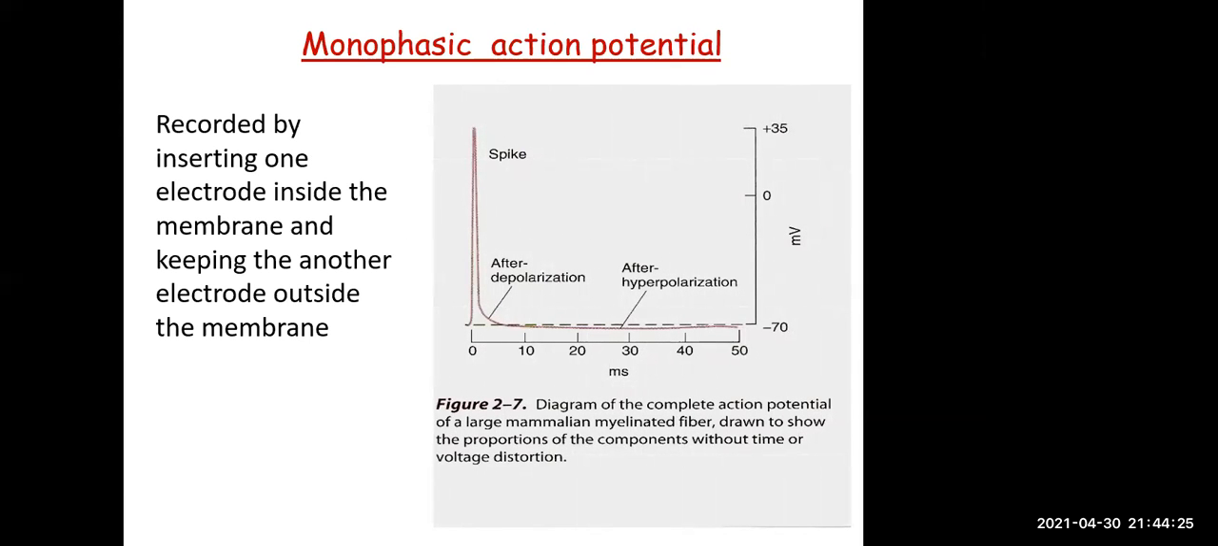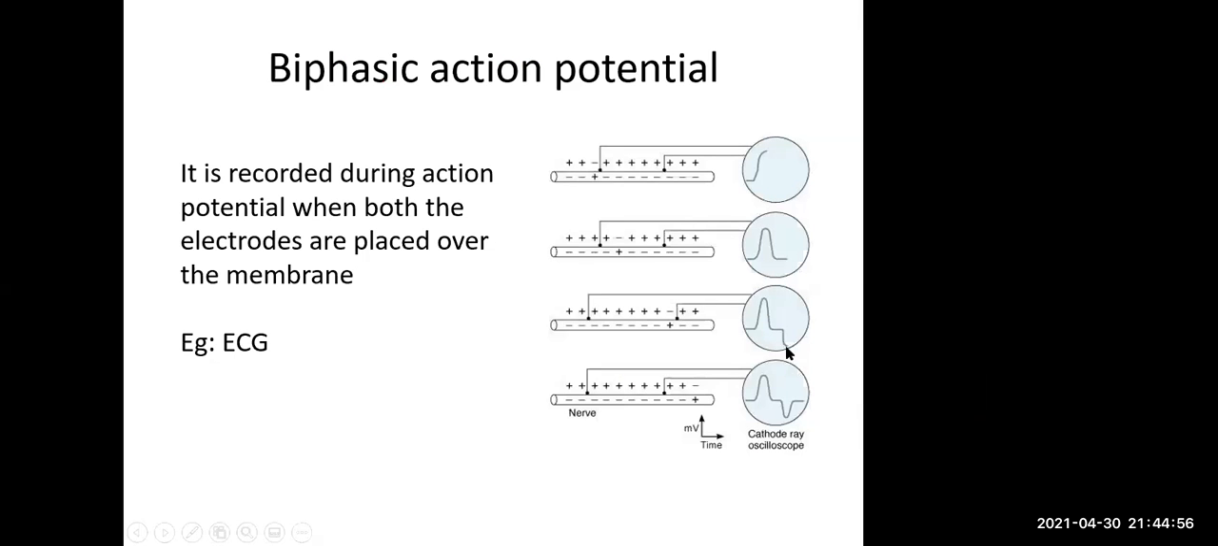So when you go through the books, they will use different types of terminology. So the spike you can find out. Uphill movement, downhill movement. Sometimes you can see an overshoot above 0, to plus 30 millivolts. They call it an overshoot. Often after depolarization, after hyperpolarization, they use different terminology. But if you understand the ionic basis of it, it's fine. This is how exactly it is recorded.